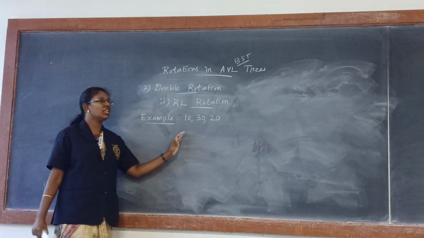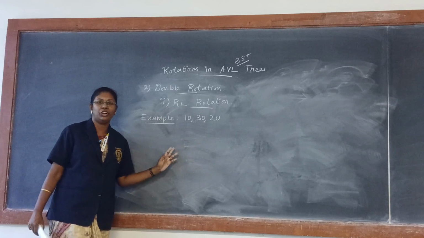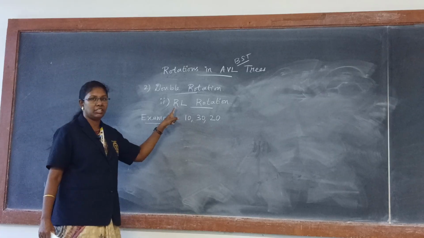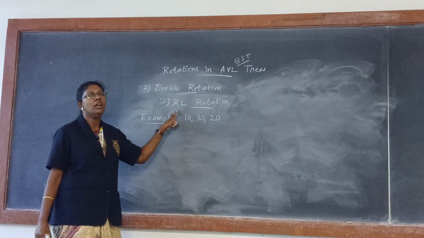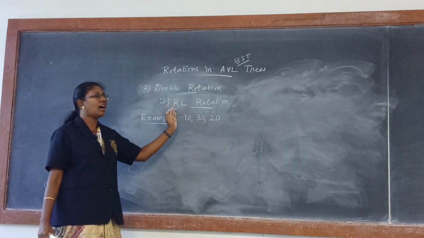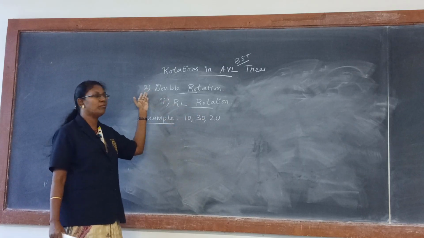So the second rotation is RL rotation. Here also I am going to perform two rotations: left rotation in the first step and right rotation in the second step. So we are going to perform double rotations. That's why we categorize this RL rotation under the double rotation category.